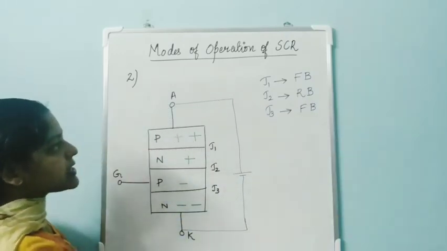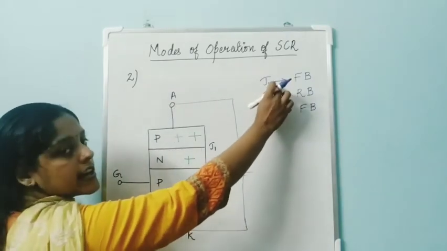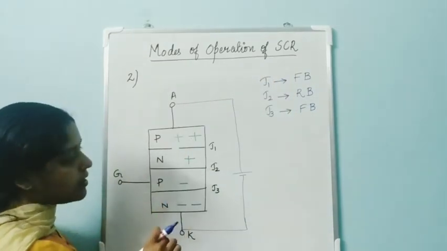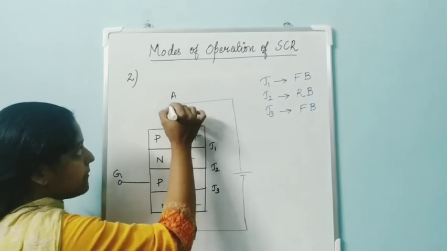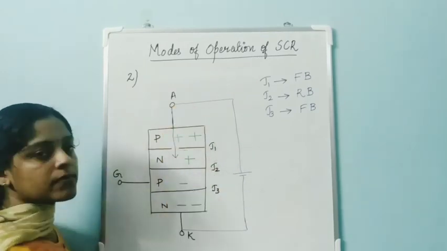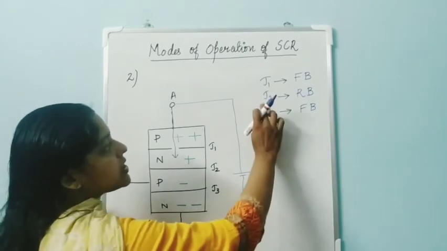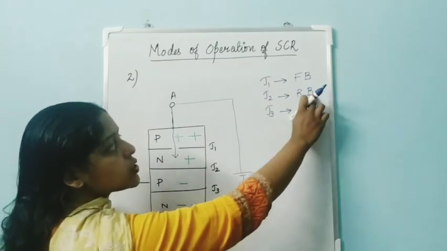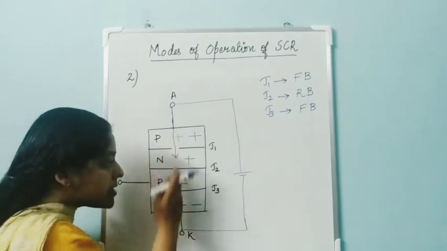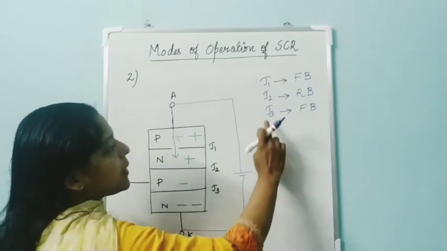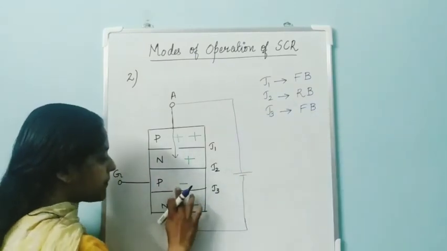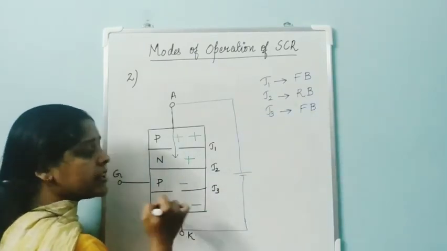Okay, now we can say that junction J1 is forward biased. That means it can conduct. So conduction is possible. If a current flows like this, it is permitted to flow like this. No problem. Now what about junction J2? Junction J2 is reverse biased. That means this junction will not permit current flow. What about junction J3? Junction J3 is forward biased. That means it is also ready to conduct.